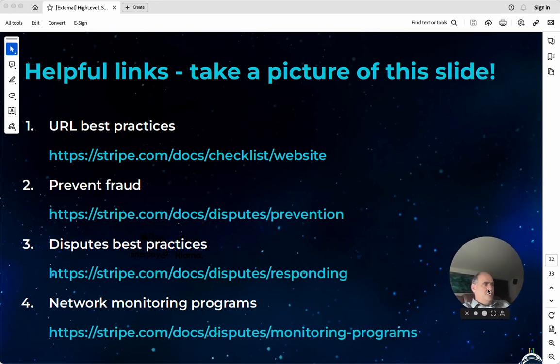All right, so here's the one. I'll move my picture over here. These are helpful links. Take a picture of the slide. So I went through and I took all of these links and I created a little folder in my browser bookmarks bar with all of these things. And then I went through the best practices and took a look at that. I looked at all of them, but they've got best practices, prevent fraud, disputes, and network monitoring programs.